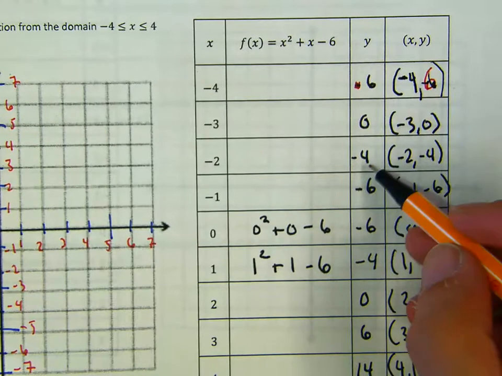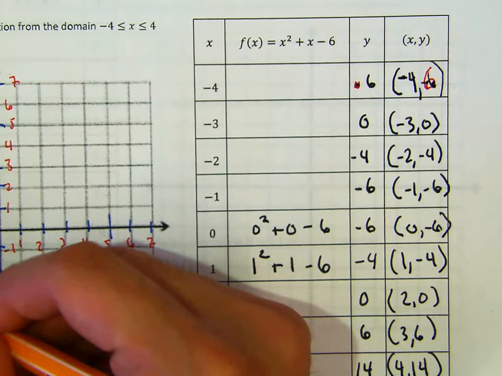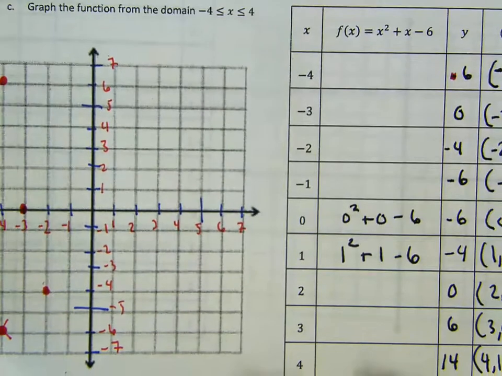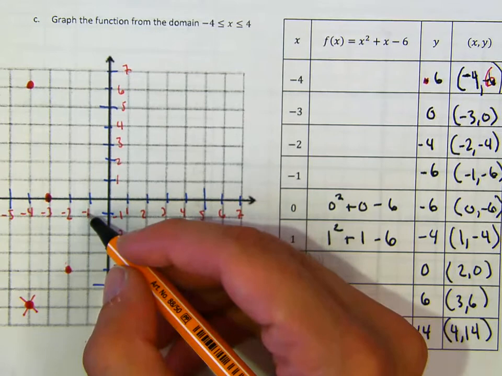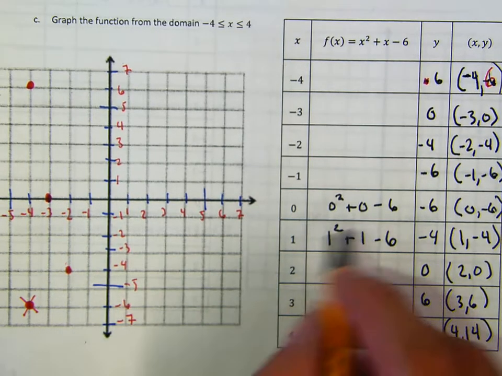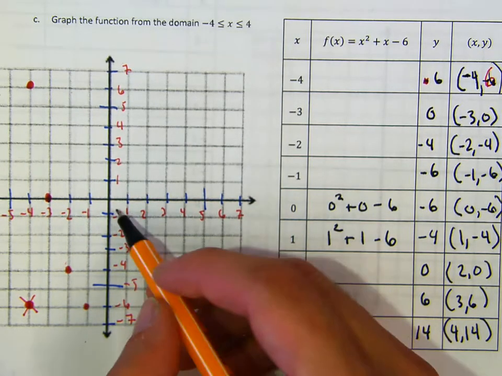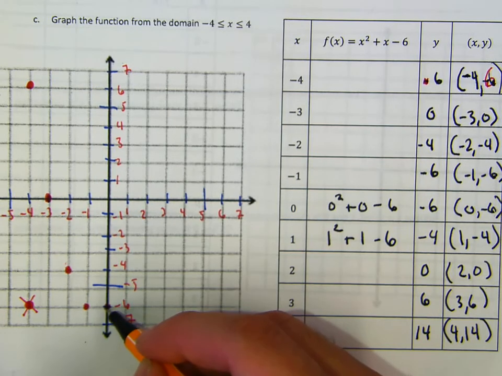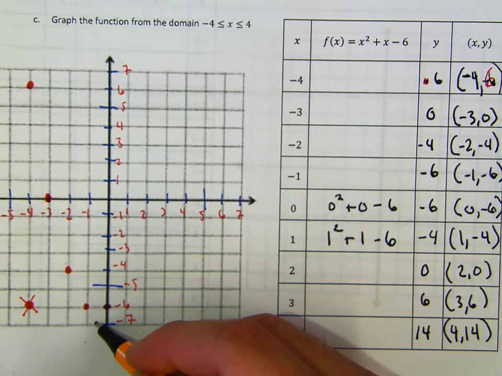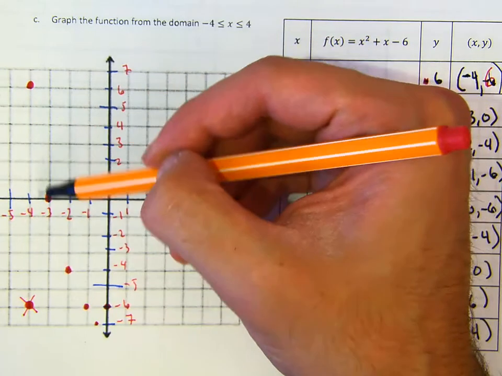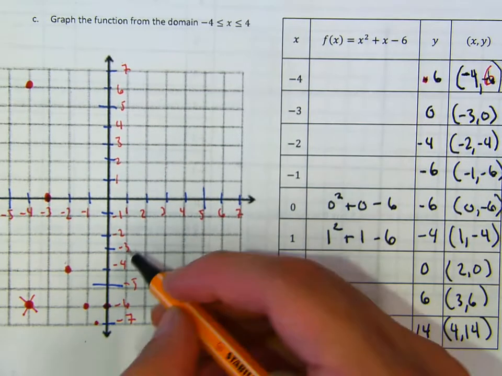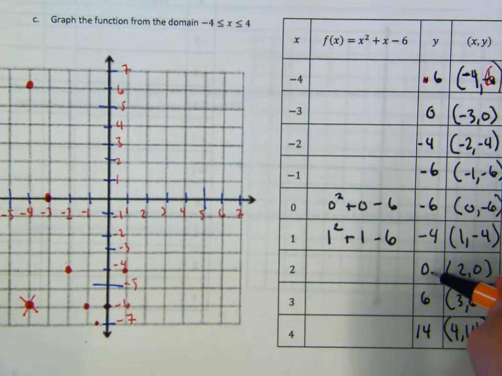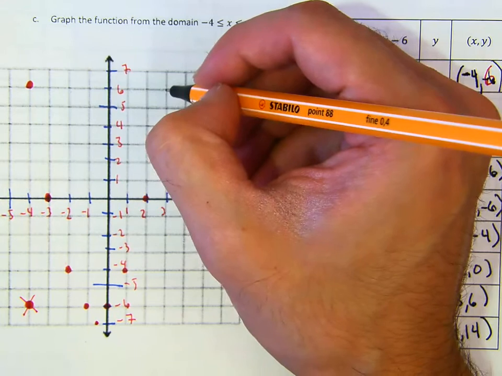Okay, so then the next one is negative 2, negative 4, which is here. Oh, sorry, let me fix the camera angle. Negative 1, negative 6 is here. 0, negative 6 is here. And notice, let's put a point over here, because for the parabola, it has to go something like this, right? When it's 1, negative 4. When it's 2, it's 0. When it's 3, it's 6.